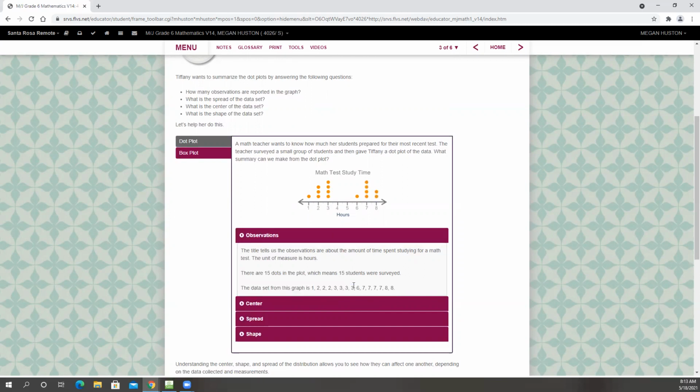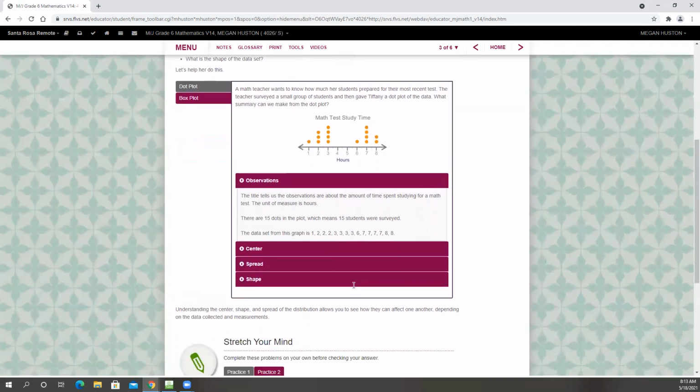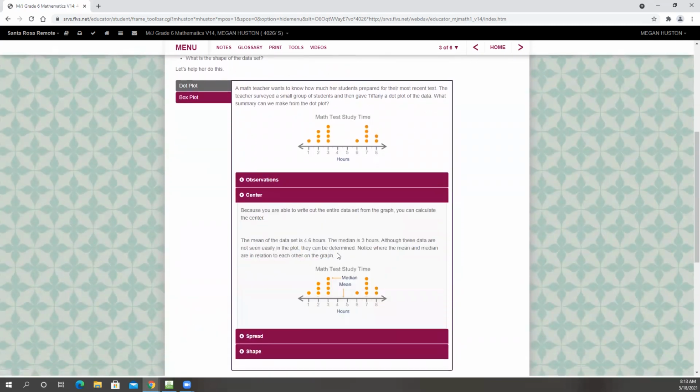And since we can pull out that data, we can actually find some of the center. So because we're allowed to write out the entire data set, you can calculate the center. So the mean, when you add up all those numbers and divide by 15, is 4.6 hours. Remember, you can get a decimal for mean. Median, 3 hours. So when we order them from least to greatest and cross out left, right, we get 3. And although these data are not easily seen in the plot, they can be determined.